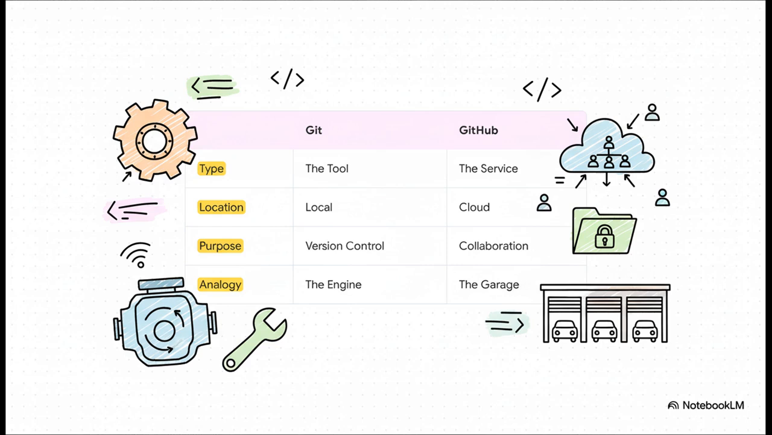It's the engine that tracks all the changes in your project. GitHub, on the other hand, is the service. It's the cloud platform where you host your project. It's the garage where you park your car. You need the engine to use the garage.